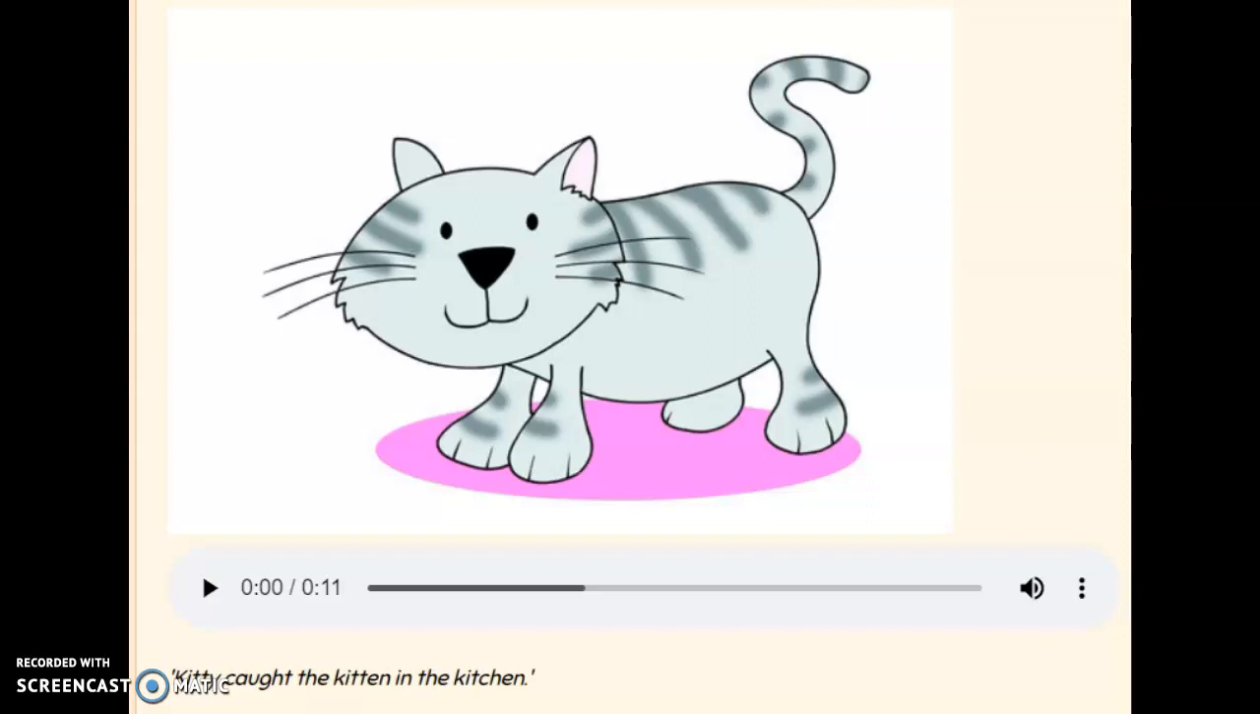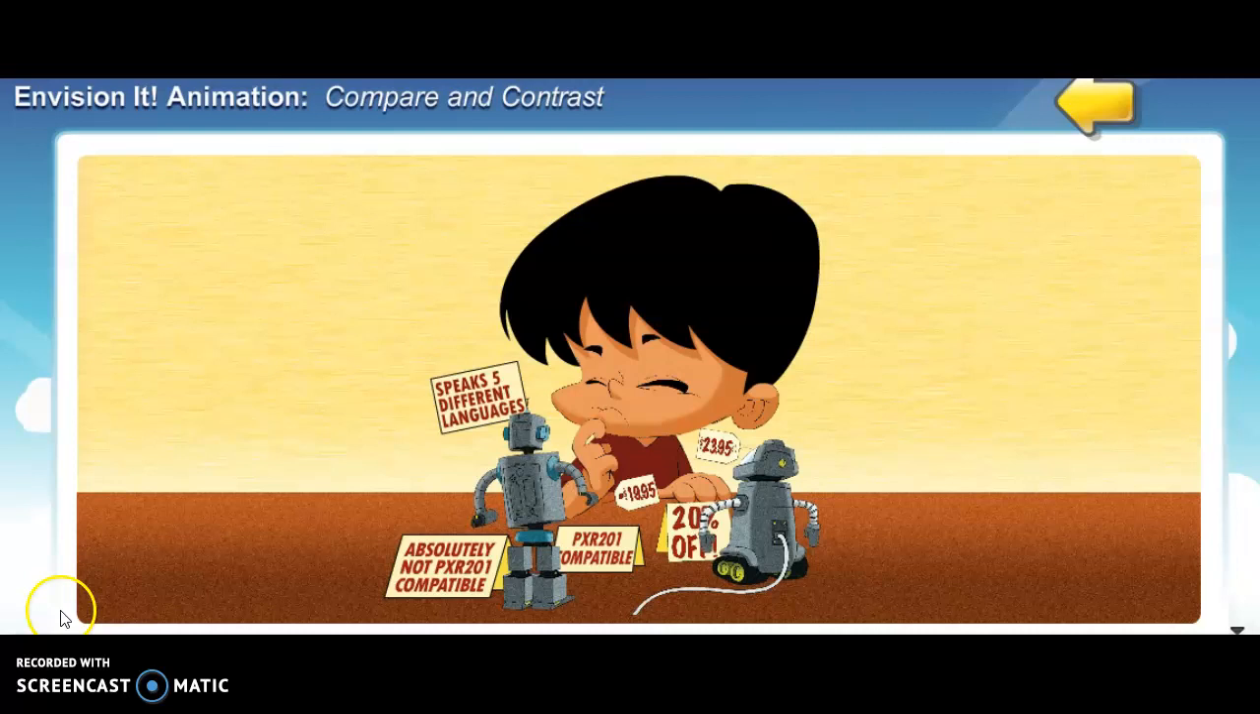And I brought a new one. This time it's here at the bottom. Let's practice it. Remember to pause the video after my reading and practice the tongue twister 3 times. Kitty caught the kitten in the kitchen. Kitty caught the kitten in the kitchen. Now it's your turn to practice 3 times.